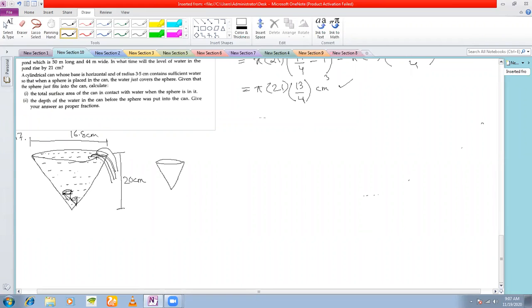that have been submerged, the volume of these two cones must be equal to the volume of water that is flowing out, right? So the question here is, what is the volume of each of the two smaller cones that are submerged? So I say let the volume of each of the smaller cones be V. So what is the total volume of the two cones?